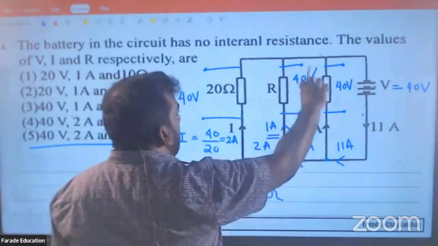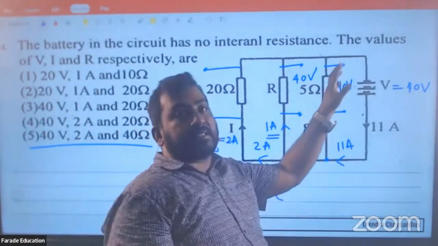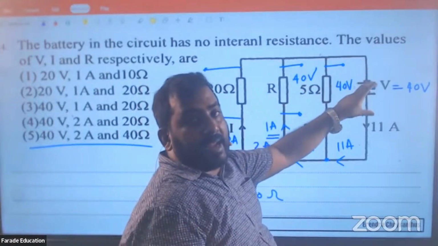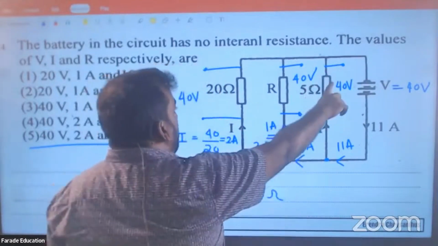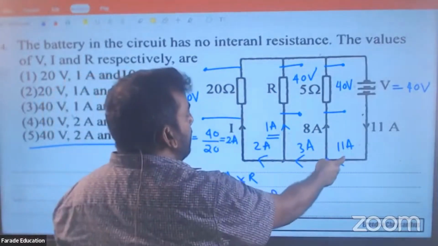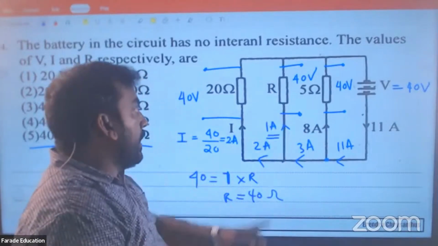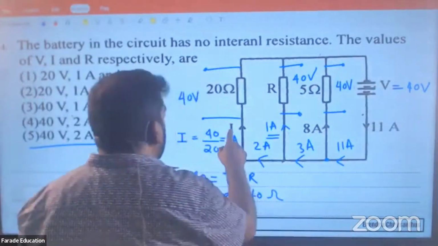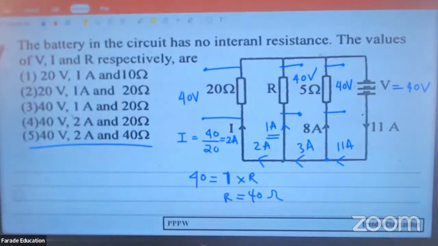So easy, no? Parallel resistors, potential difference same. Current is given, and current times resistance is voltage. In this Kirchhoff loop, is there any internal resistance? No, so this voltage is supplied by the battery. So 40 here, 40 here, 40 here. With resistance 20, I can find the current. By Kirchhoff's first law, 11 here, 8, so 3 here. 2 here means 1 here. 1 times R is 40, so R is 40. Voltage is 40, current is 2 ampere, this is 40 ohm. The answer is number 5.